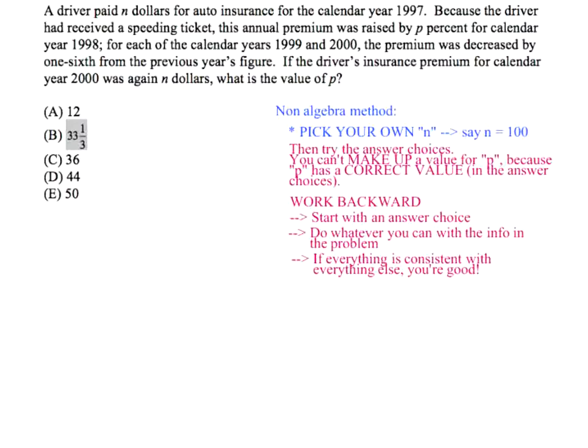All right, let's say n is 100. So then 1997 is $100. I wish I only paid $100 a year for auto insurance. That would be pretty nice.